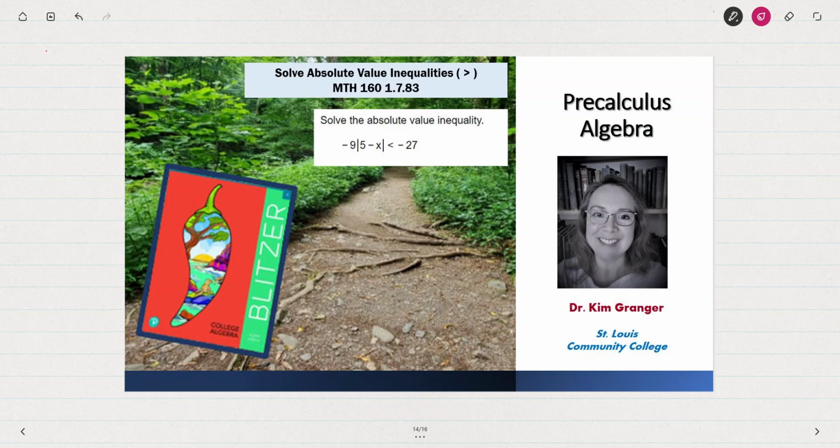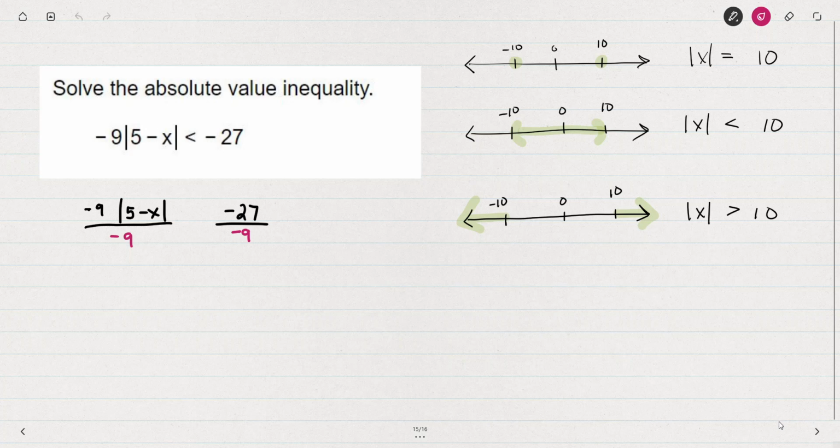In this video, I will walk through an example with an absolute value inequality, but I'm also going to give an overview of how to solve an absolute value equation, less than inequality, and greater than inequality. So here's the process in general.